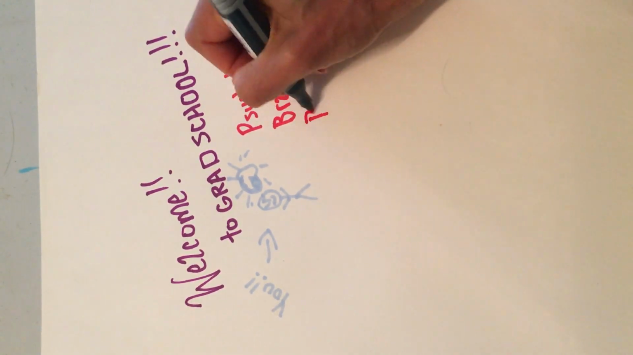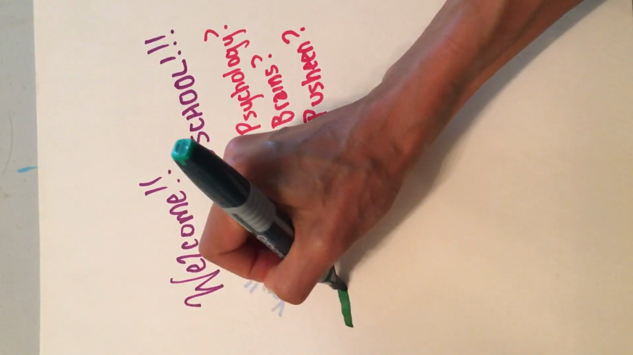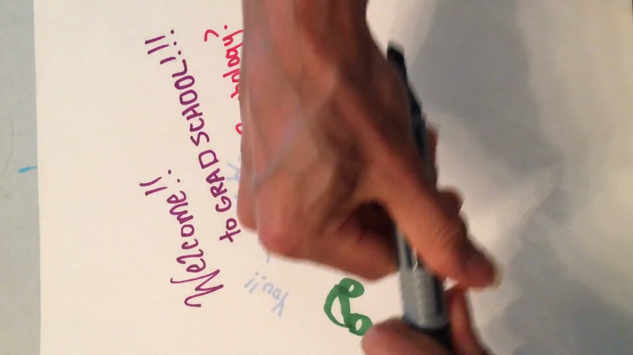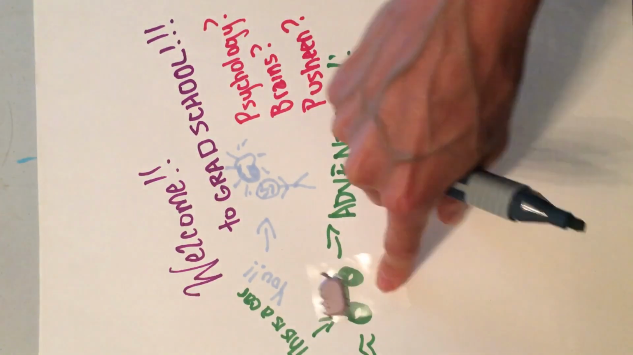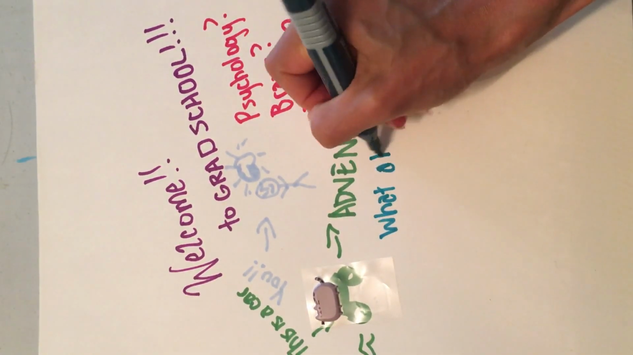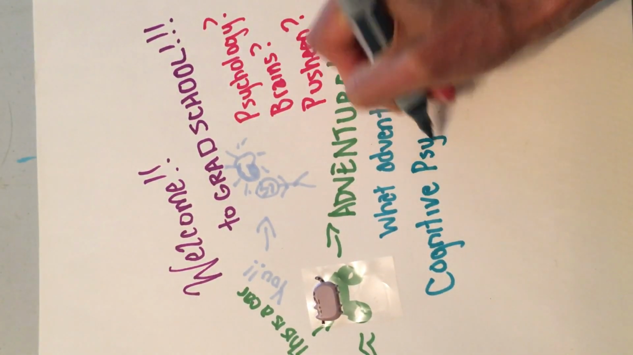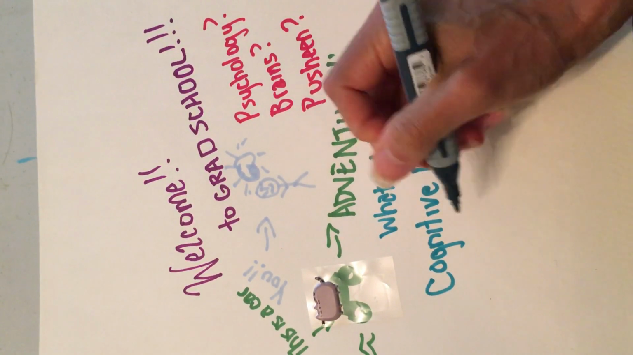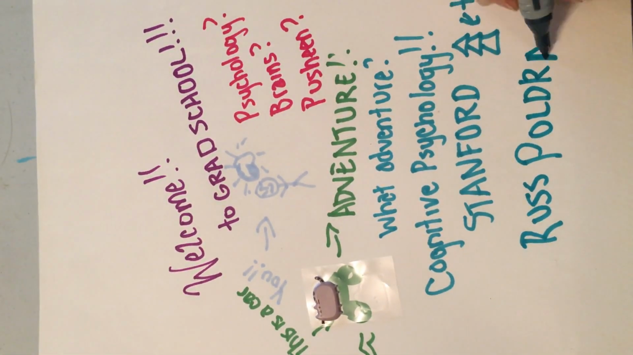You are freshly minted out of wherever you came from before. Maybe you studied psychology, maybe you studied something else, but you are ready to start something new. You are ready to embark on a new adventure, to study and write about maybe the human brain. It's quite an amazing thing. Actually, you have a very particular interest. You want to study cognitive psychology, and you've come to Stanford to join the lab of Russ Poldrack.